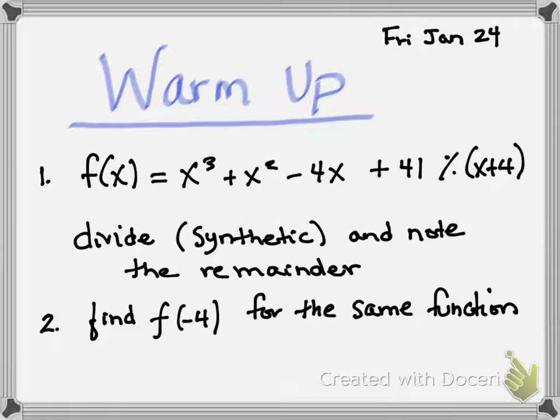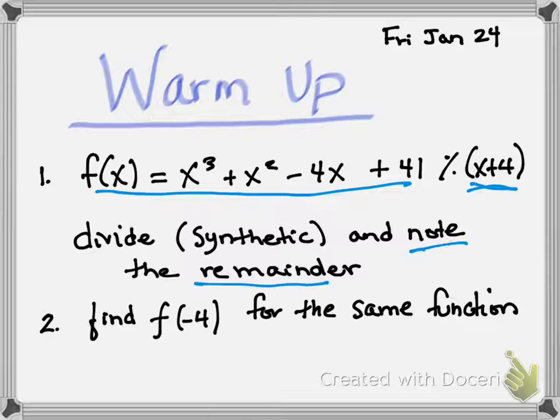Okay, the first thing, let's do a little warm-up. It's sort of like a warm-up to teach you why we're doing what we're doing. I want you to take this function, f of x equals x cubed plus x squared minus 4x plus 41, and use synthetic division to divide by x plus 4. And make a note, I really care about what the remainder is.